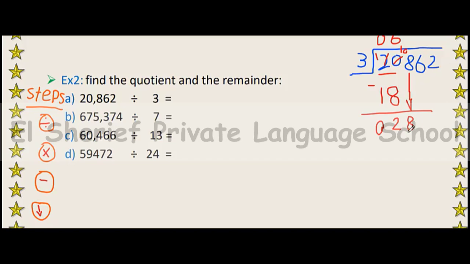28. What is the number that, if we multiply by 3, gets 28 or a number less than it? As we know, 9 times 3 equals 27, and 10 times 3 equals 30. So we choose 9. So 9 times 3 equals 27.